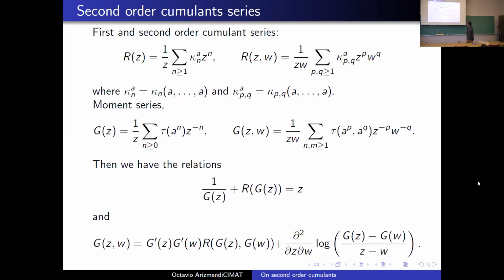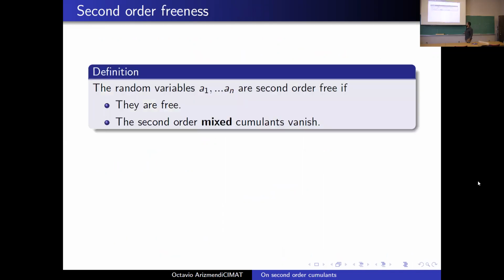Okay, I hope I did this. I think this is also incorrect. This should be. No, this is correct. Okay, so this is the R transform. This is the second order R transform. And we have this formula for the relation between the second order R transform and the second order and first order Cauchy transform. Okay. And now I want to do the same as before.